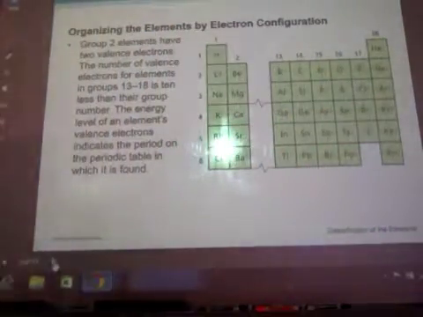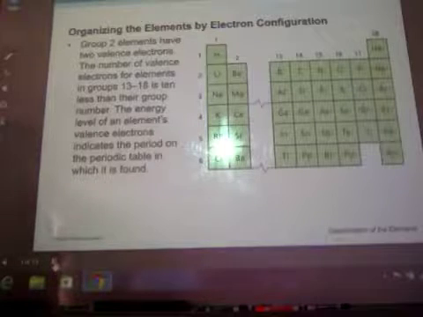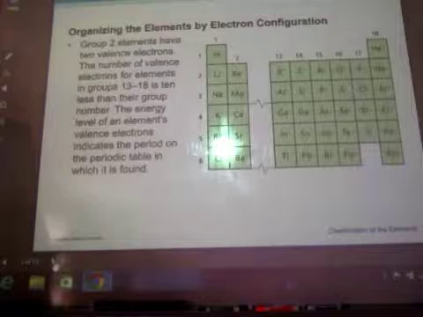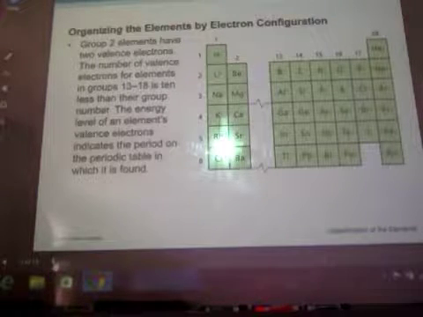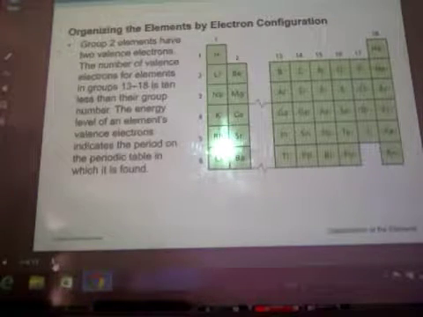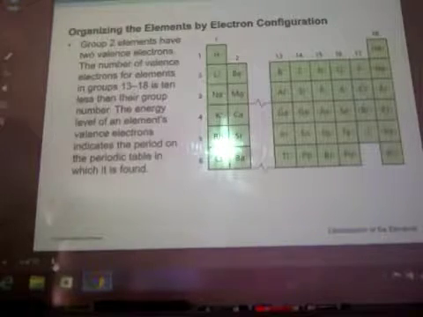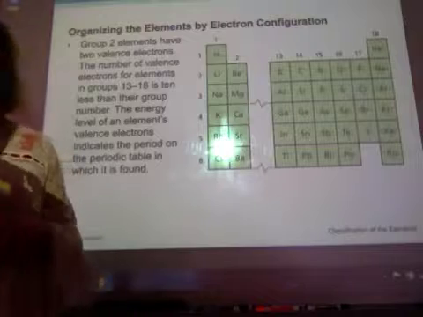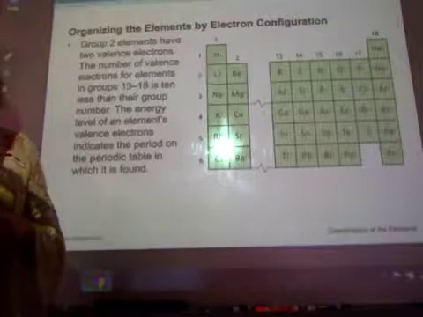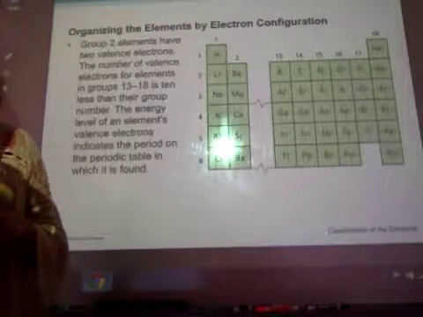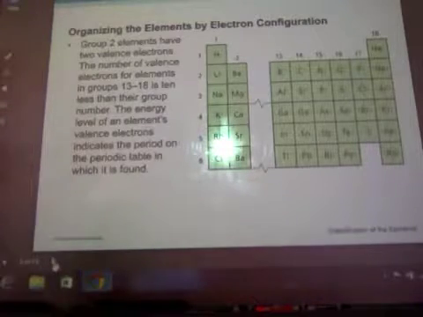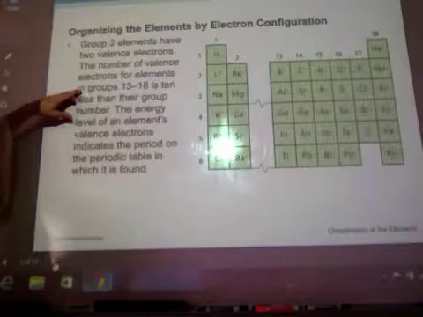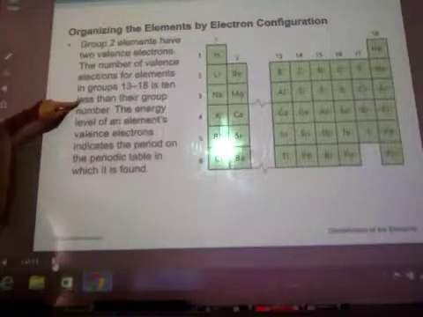Remember in the last section the rule of 8 or octet? 8 is full. 8 is stable. So in order to be stable, something has to be full. And the only group that is full is group 8 or 18, your noble gases. And that's why they don't react with anything. So group 2 has 2, and 13 through 18 is 10 less than their number.